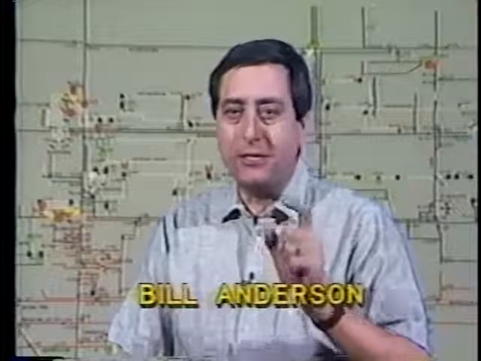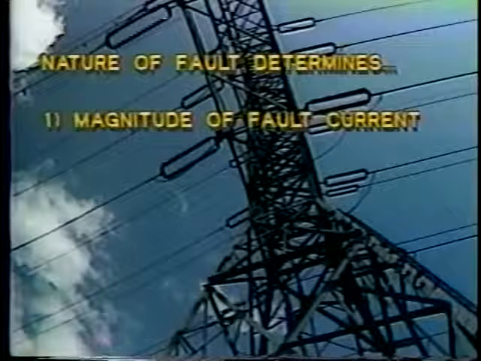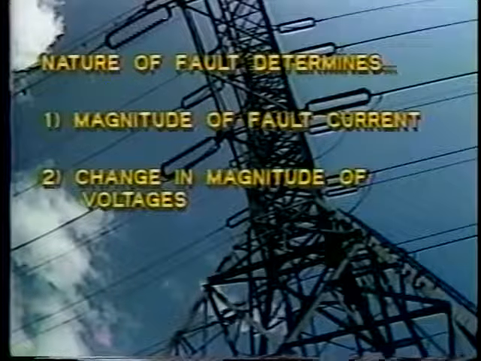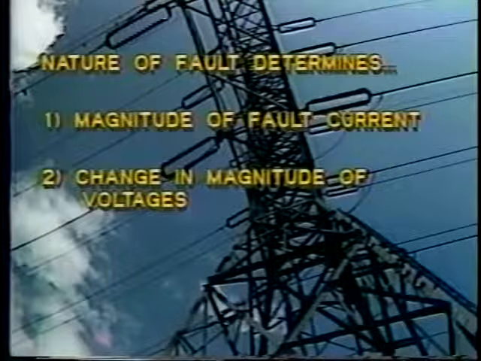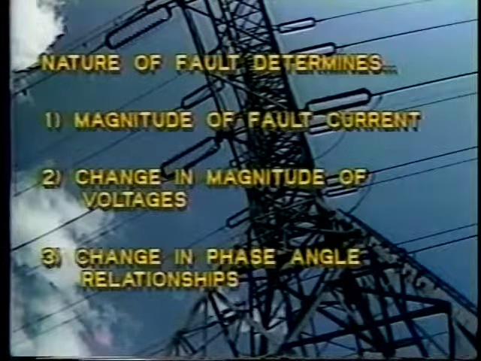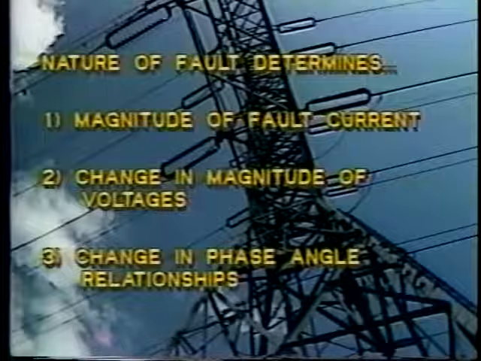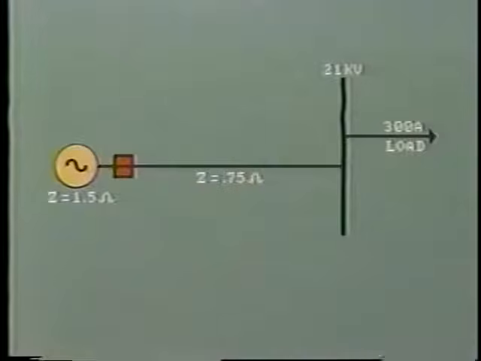The operation of protection schemes, and indeed the detection of fault conditions, depend very much upon the characteristics of the fault itself. Certainly, the nature of the fault is the principal factor in determining: 1. Magnitude of fault current, 2. Change in magnitude of voltages, and 3. Change in phase angle relationships. In this videotape, we shall be looking at the different types of faults and their effects.